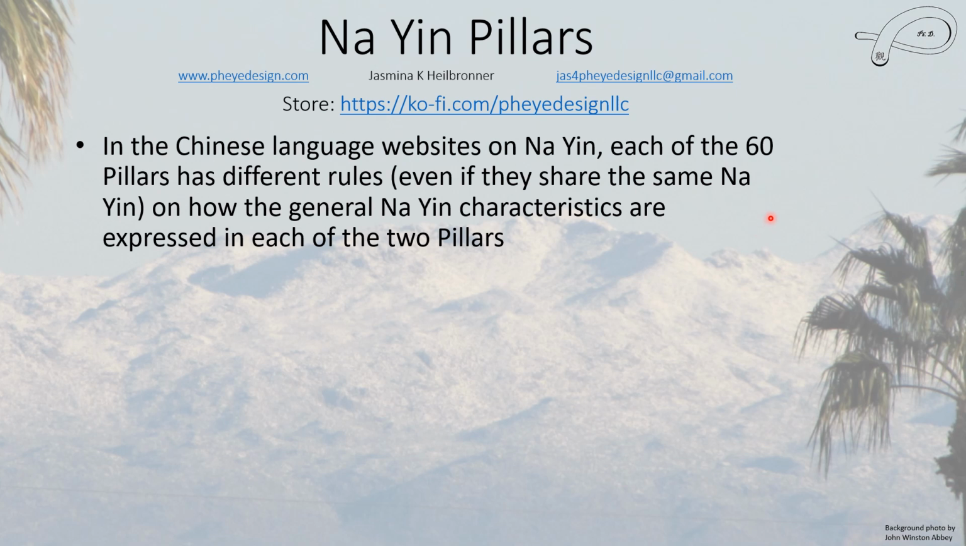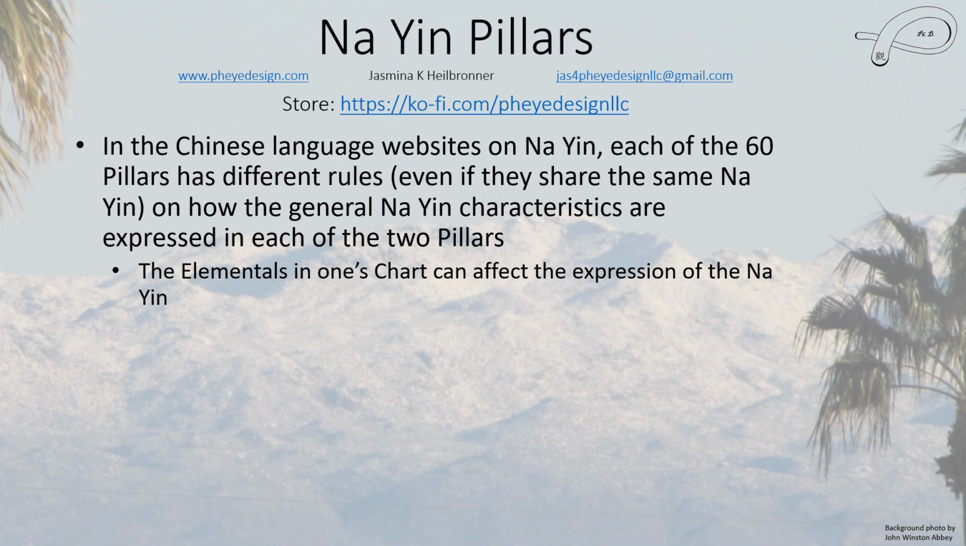Now, also, again, all of the 60 pillars have different rules, even though there are 2 that get stuck together to create a Na Yin. But whether or not that Na Yin is expressed has different rules depending on which of the 2 pillars you are. So again, your elemental balance in your chart can affect the expression of Na Yin, the good side of the Na Yin for you.